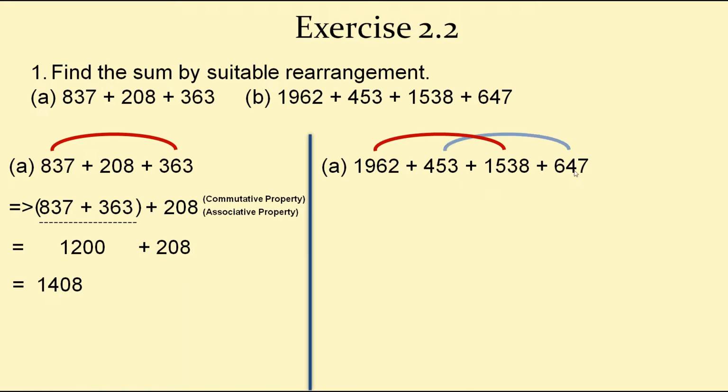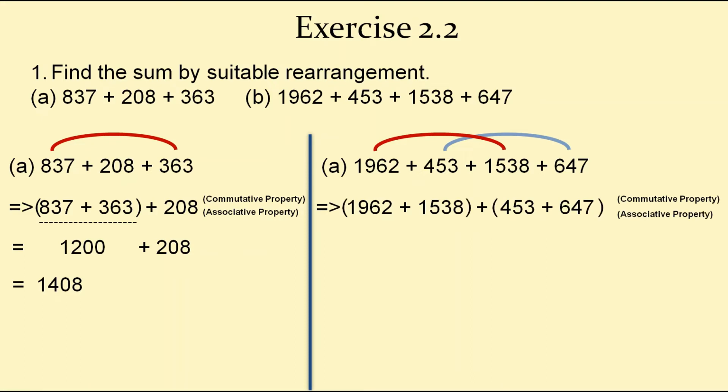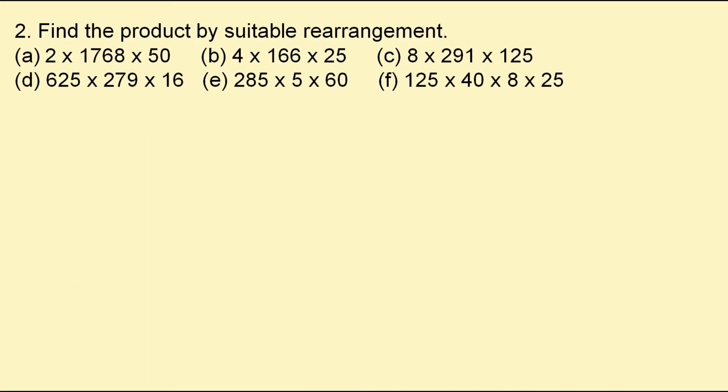Now we will arrange the places with the help of commutative property. Now we will make group with the help of associative property. Now here these two numbers will give you the answer as 3500. And the answer of these two numbers is equal to 1100. Now to find the final answer, it is easy. So the final answer is 4600.